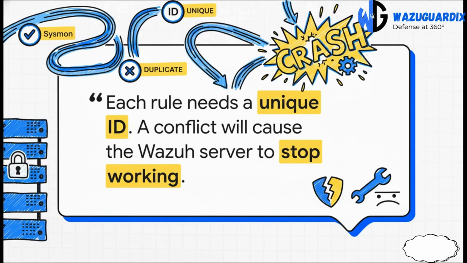When you're adding new rules, especially from the community, you have to be careful. Every single rule inside Wazuh needs its own unique ID number. If you accidentally add a rule with an ID that's already being used, the whole analysis engine can just stop working. It's a small detail, but it'll save you a massive headache down the line.